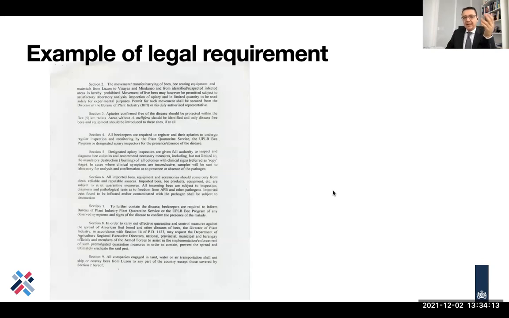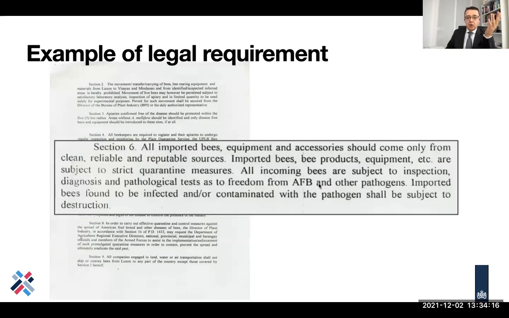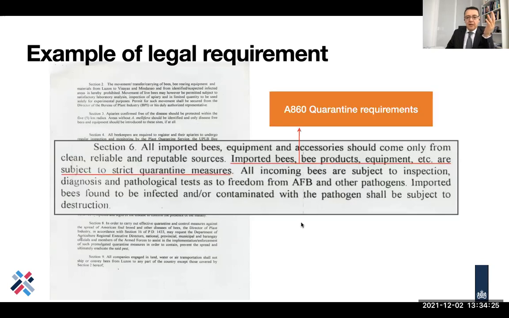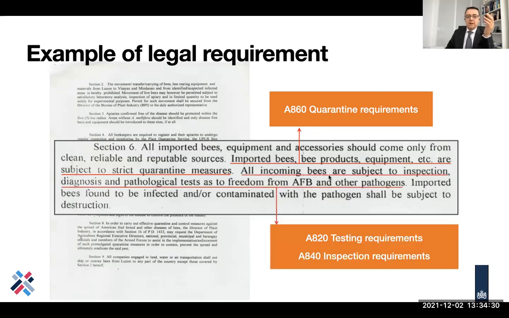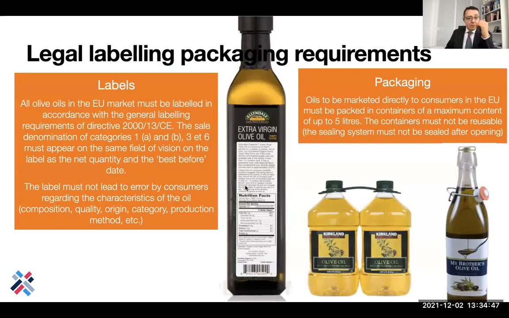Now, let's take a look at the legal requirements. Legal requirements, again, are laws. So, for example, this is a page pulled out of European requirements, and they talk about quarantine requirements for bees and bee products and honey, and they're talking about testing requirements and inspection and how the pathological tests are going to be put in place, etc. So these are legal requirements. Everybody has to conform to these, foreign or local. And for example, labeling and packaging, these are requirements, and these tend to be problematic.